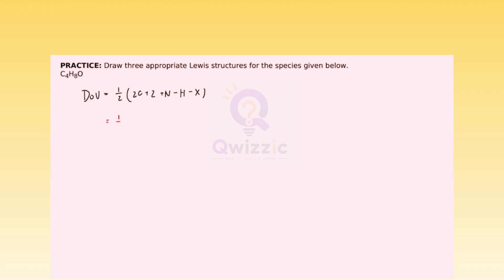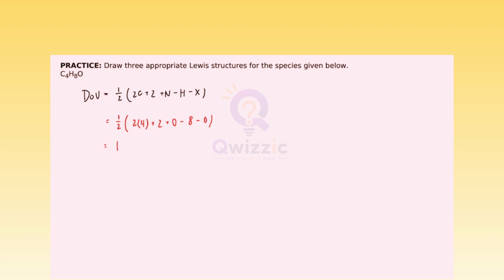Again, we have half times, for C, that's carbons. We see in this formula we have 4 carbons, so add that in, plus 2 plus N. We don't have any nitrogen, so that's 0. For our H's, we have 8 H's, so we'll put the number 8 here. And for all of our halides, we have 0. Now we can put everything into the calculator, and we'll get this to be equal to 1.